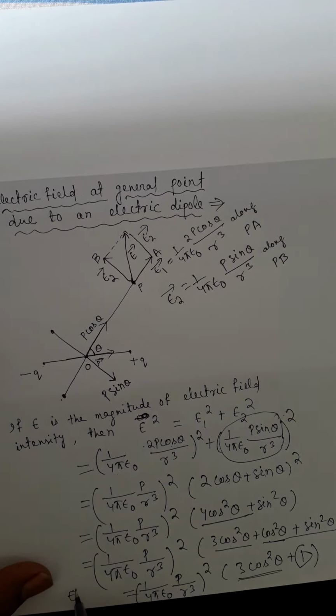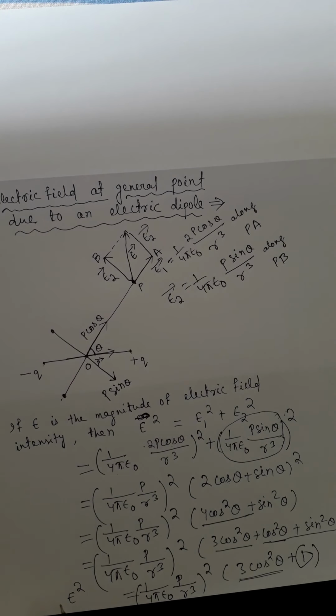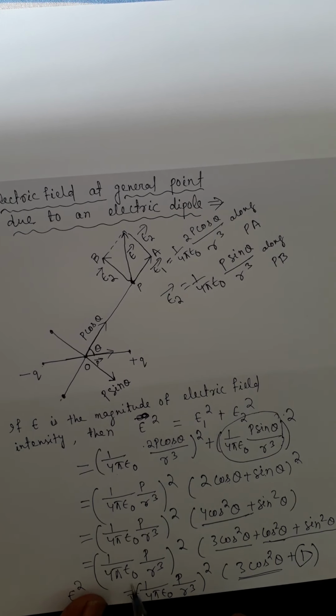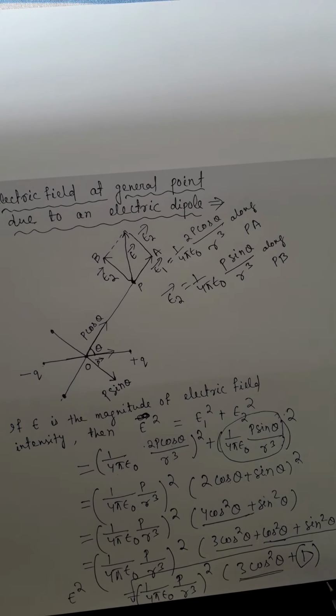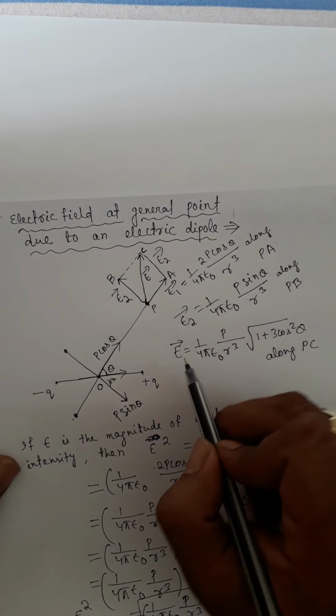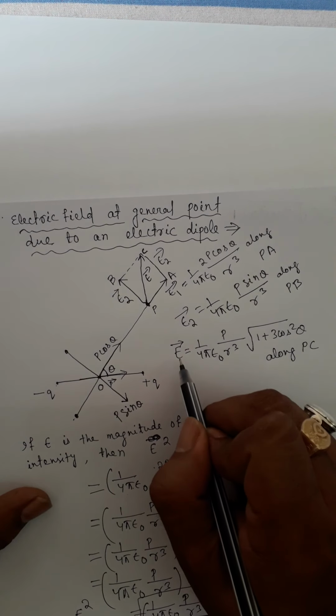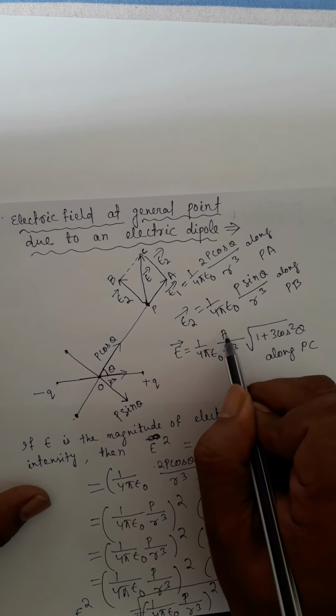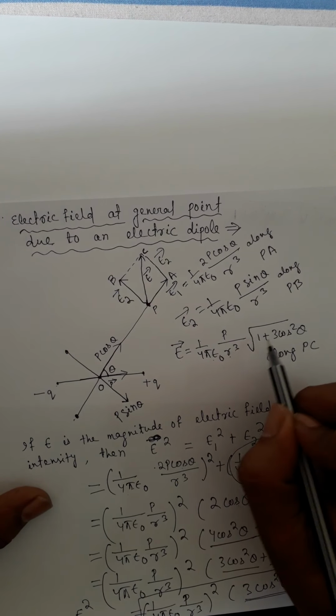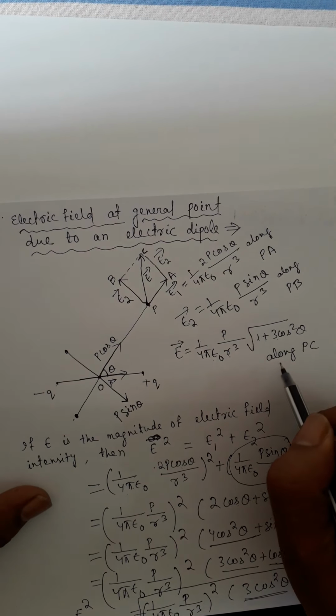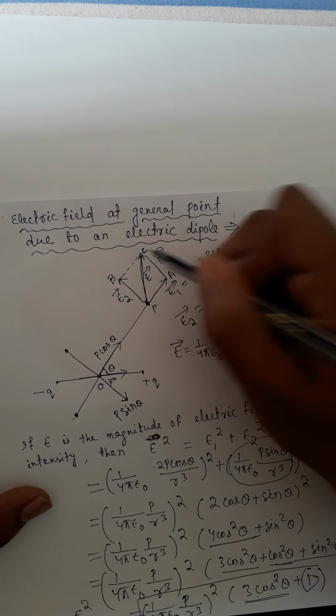So the square of the resultant electric field intensity, E square, is equal to 1 by 4 pi epsilon naught, P divided by r cubed, whole squared, into 3 cos square theta plus 1. And we have to calculate the electric field intensity E, so we have to take a root over here, and the result will be the resultant electric field intensity at this point P, which is located at any general point. E vector is equal to 1 by 4 pi epsilon naught, P divided by r cubed, root over of 1 plus 3 cos square theta, whose direction is along PC.